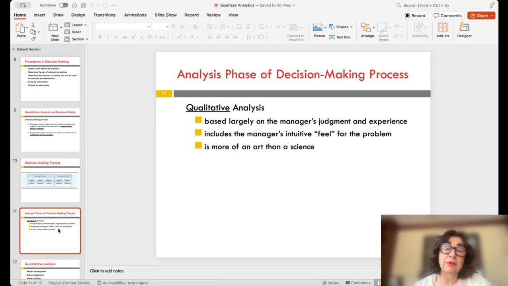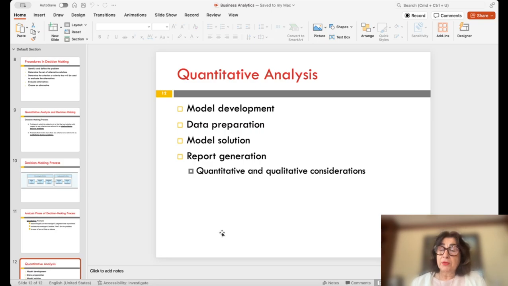And this is also going to emphasize the manager's judgment and experience. It's his or her intuition, or how she or he feels about that problem. And it's also going to show that this is more of an art than science. So we have not only included the data and information part, but we have also discussed the qualitative impact of the decision making process. So now let's turn our attention to quantitative analyses.